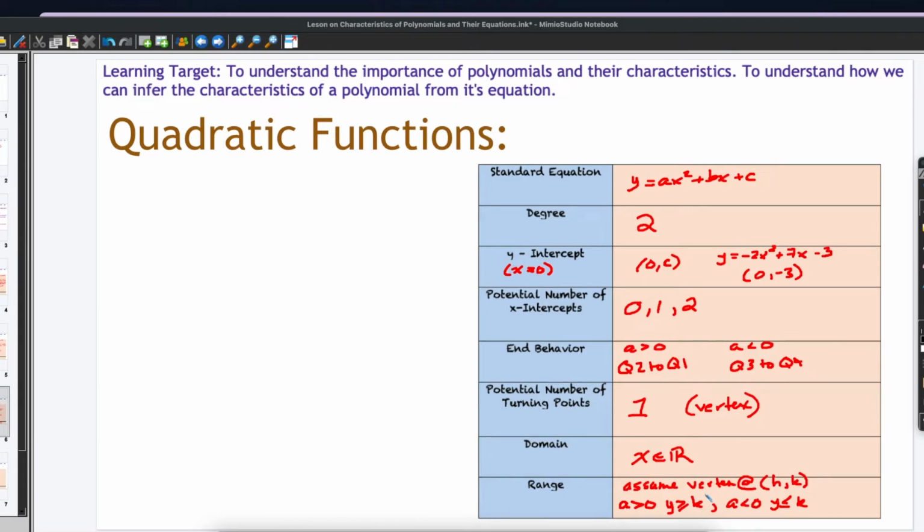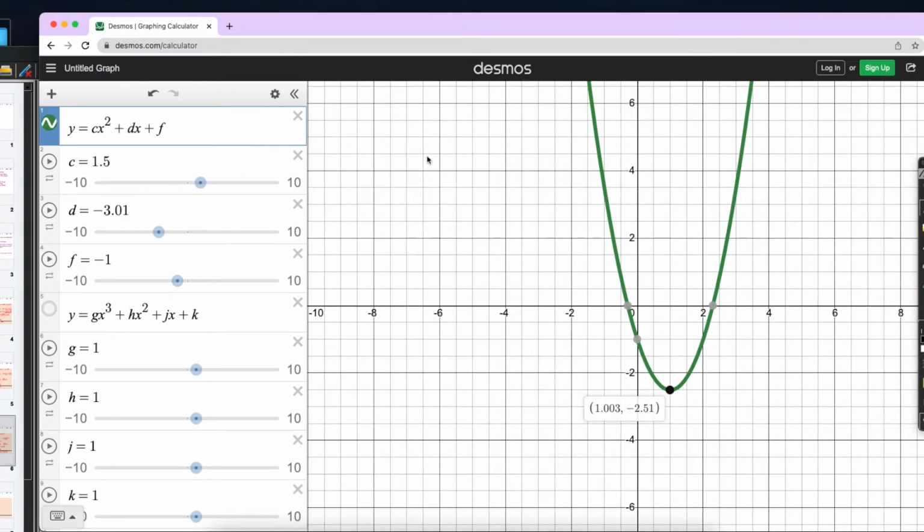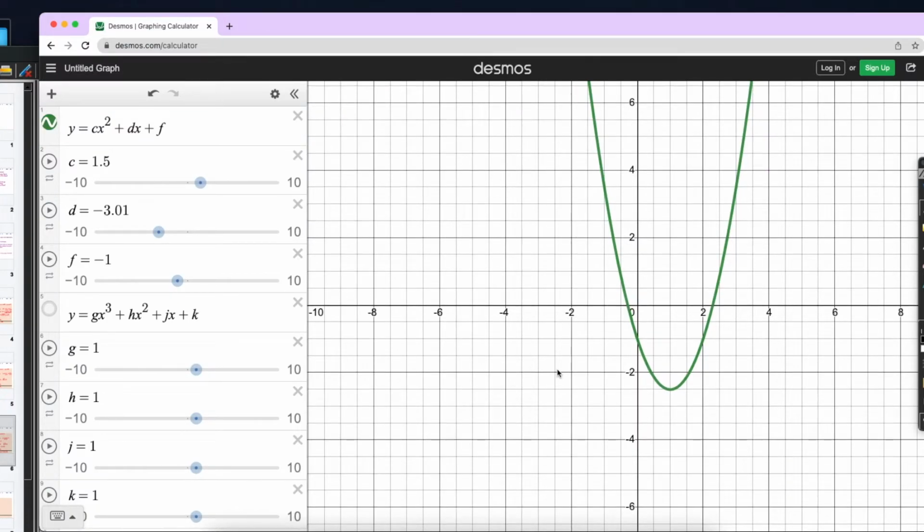Now, the range, like I said, some of these things you're not going to be able to distinctly see from the equation. You could know from the equation whether it opens upward or downward and know whether or not it has a maximum or minimum, but you would have to do some algebra or use technology to find that k value, okay? So just one quick snippet of this quadratic.